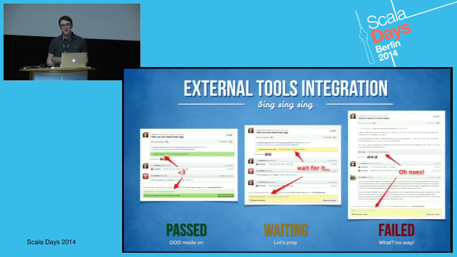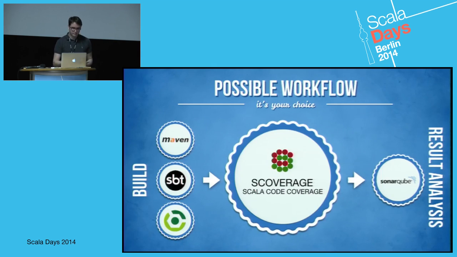If you're using Jenkins, there is a plugin for it, and it will comment on the pull request each time it passes or fails. So this is a possible workflow you could use. Of course, it will depend on the project you're working on, but first you have your build tool, then you instrument your code and check for how much is tested, and then you get it in Sonar.